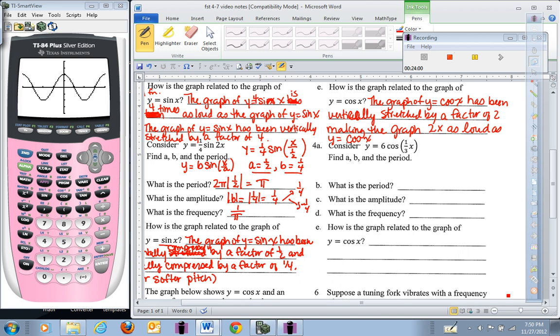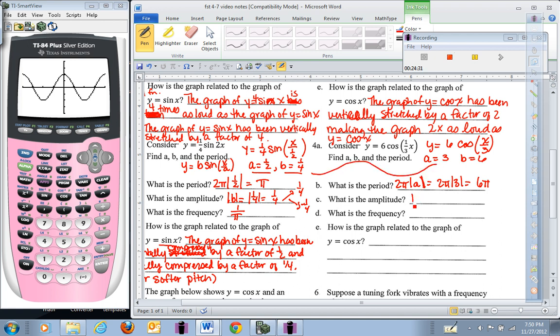Okay, let's try number 4. All right, we're going to say that y is equal to 6 times the cosine of x over 3. Multiplying by 1/3 is like dividing by 3. So a is 3 and b is 6, right? All right, if that's the case, the period is 2 pi times the absolute value of a. So that's going to be 2 pi times the absolute value of 3, which is going to make this be 6 pi. So it's going to be a really long period, okay?